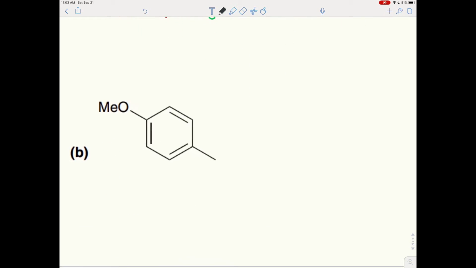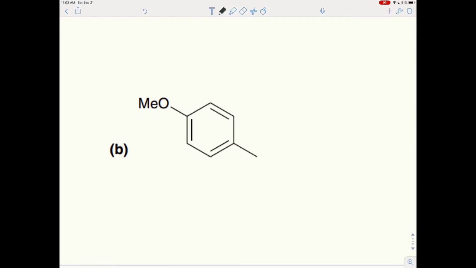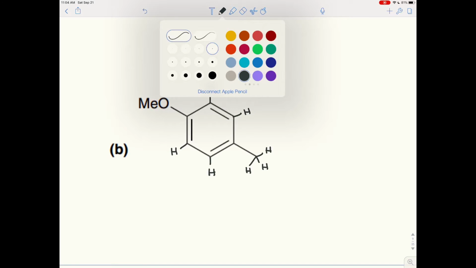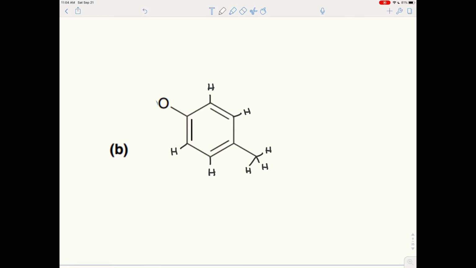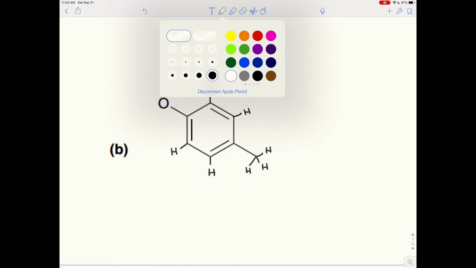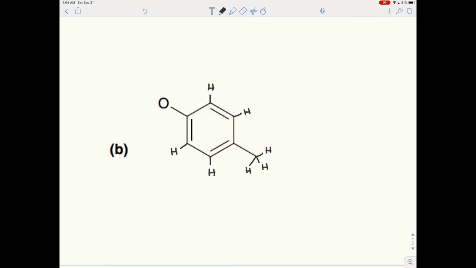So we can go through that same process with B. First, let's draw in all the hydrogens. And this Me here is just standing for methyl, so it's a CH3. So let me redraw that a little bit more explicitly. So there's your C with the 3 H's.